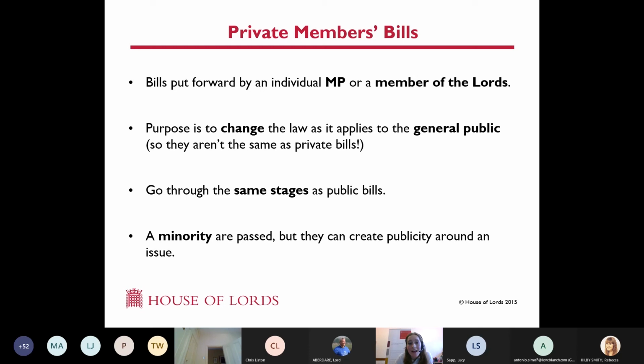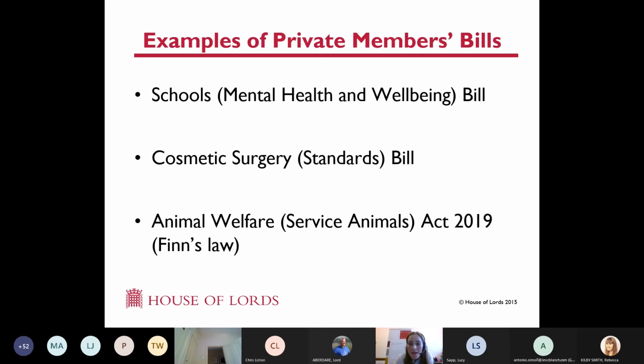I think it's fair to say that a minority of private members' bills are passed, but even the introduction of a private members' bill can create publicity around an issue, can put some pressure on the government, and so can influence policy in that way. So it's a really good way for individual MPs or members of the Lords to raise an issue up the agenda. I'll give you some examples of private members' bills so you can see how varied they can be and the sorts of things that they can cover.